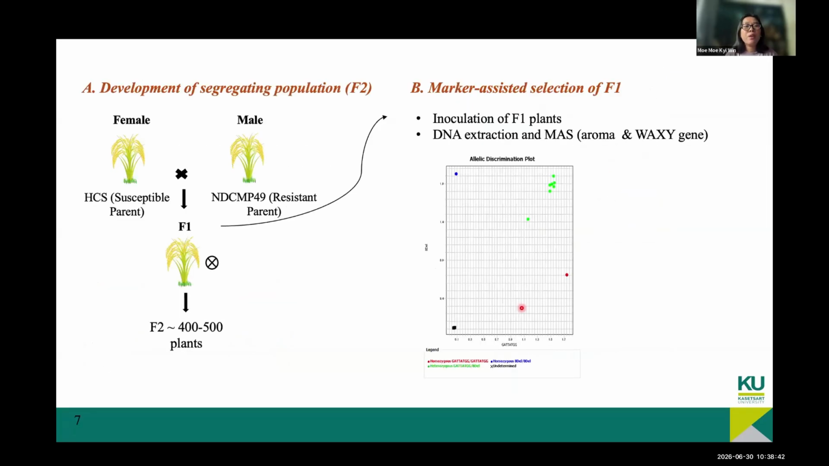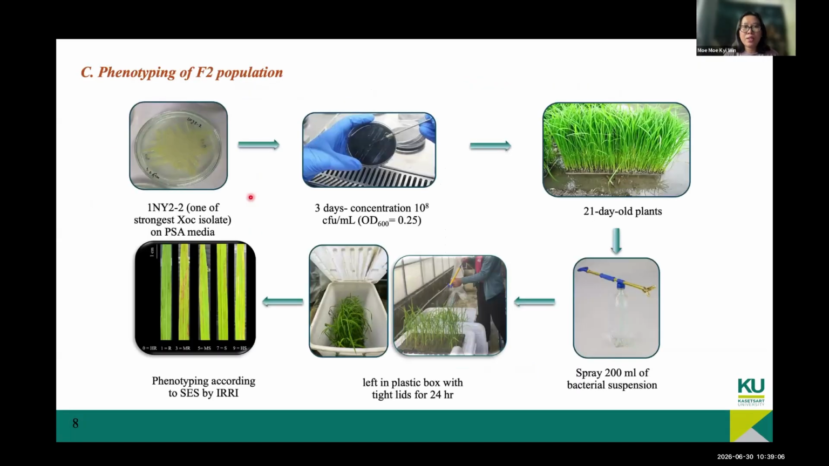So in my case, I use an F2 population as my segregating population. To get the F2, I have the HCS variety, which is susceptible to XOC, and NDCMP49, which was recommended from our previous GWAS study. We use it as a resistant parent, and we use the F2 for phenotyping. This is just a general workflow of how we phenotype the entire F2 population.